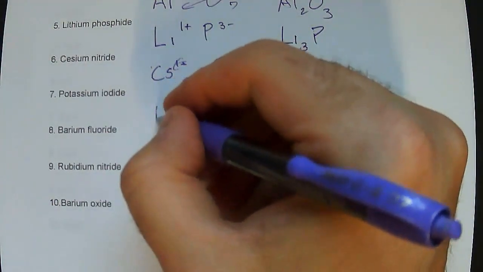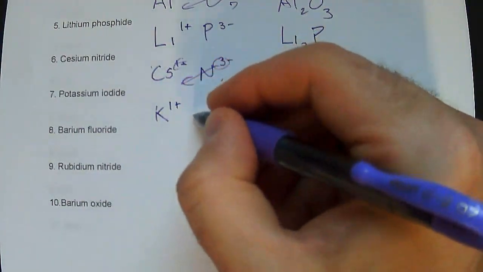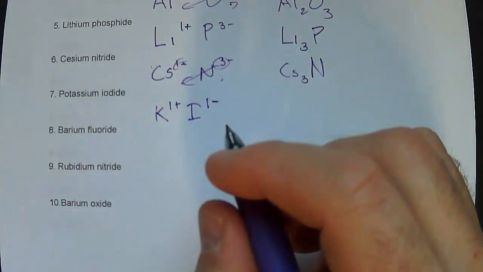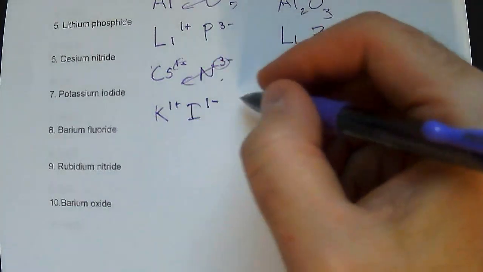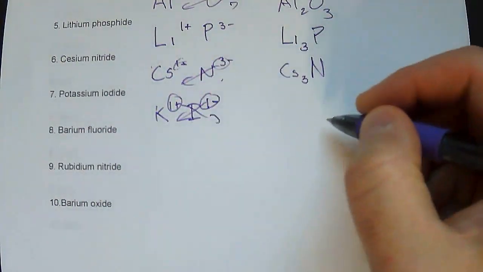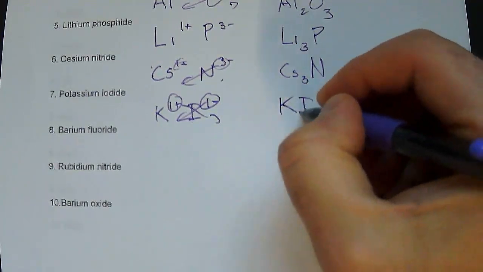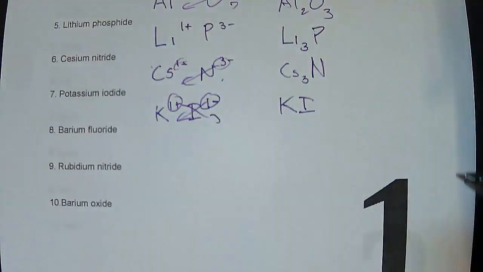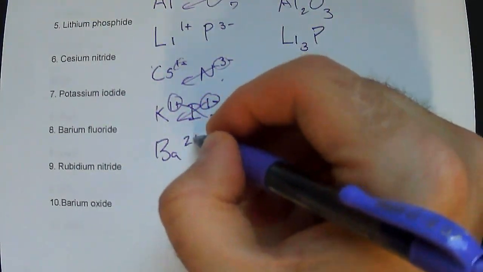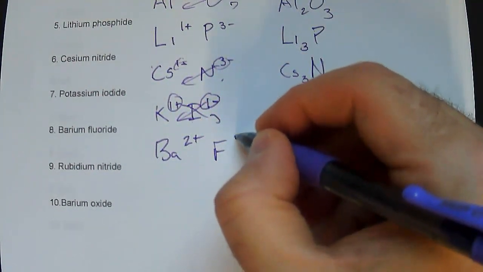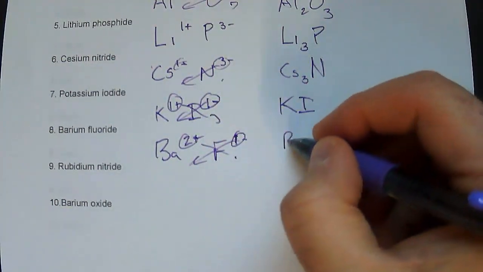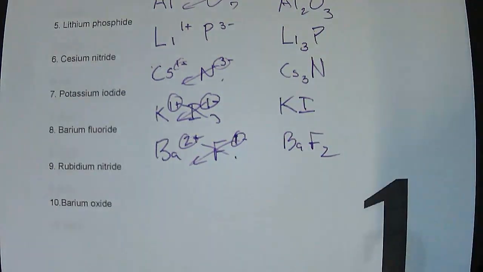Okay. Potassium iodide, K with a 1+, iodine with a 1-, crisscross, which gives us KI. Remember, it's a 1, we don't write it. Okay, barium, Ba 2+, fluoride 1-, crisscross, we get BaF2.